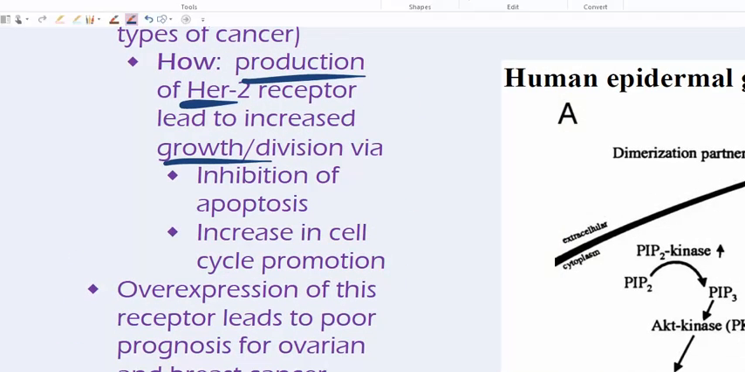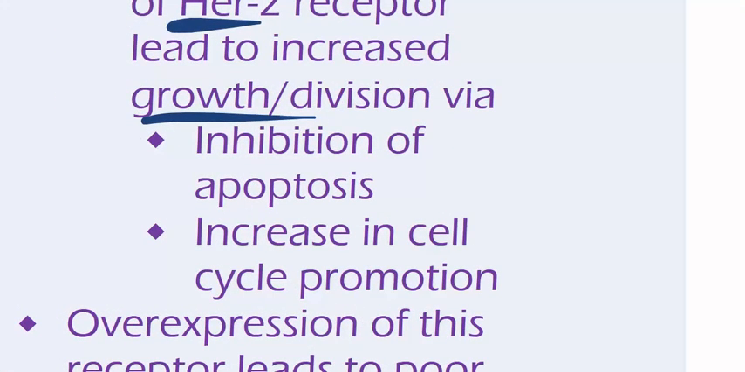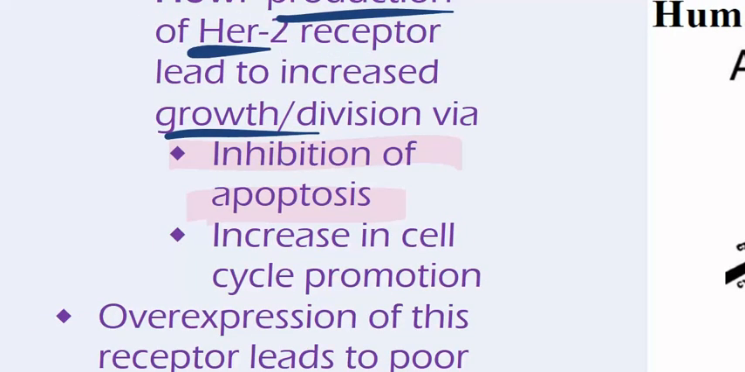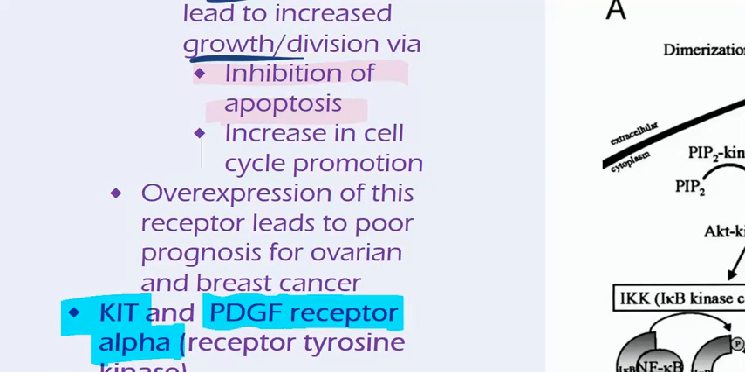And so how does it lead to increased growth and division? Number one, it's going to inhibit apoptosis. We're going to see the pathway in a little bit, but it will inhibit apoptosis downstream. If it inhibits apoptosis, then the cell is left to proliferate, and it can also lead to an increase in cell cycle promotion. One quick question: so the receptor directly inhibits apoptosis? The HER2, through its downstream effects, and we'll see that in a little bit.